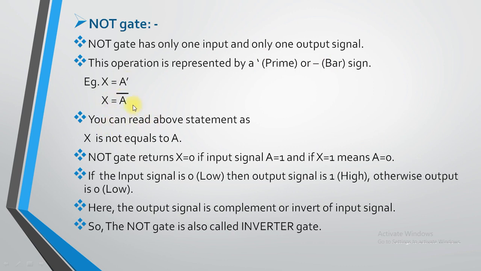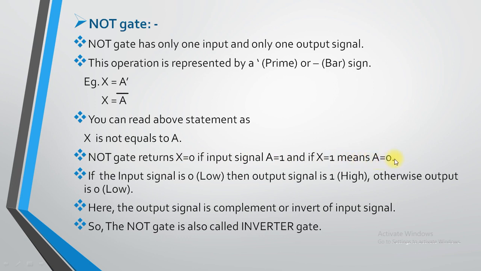Now see, if you want to read the above statement, you can read it as x is not a. Both are signs you can use when you want to represent a NOT gate: either a dash or a bar. Generally I will use a dash to represent the NOT gate because it is easier. Now the NOT gate returns x equals 0 if input signal a equals 1, and if the value of x is 1, it means the value of a equals 0.